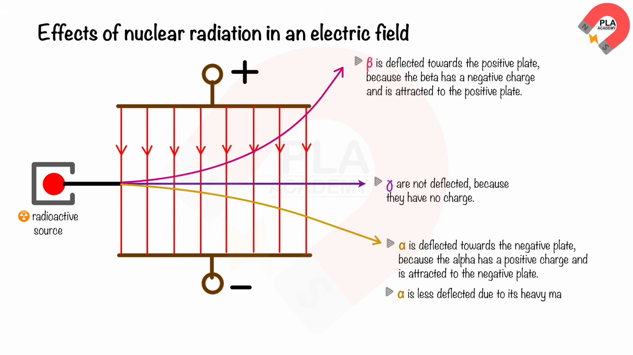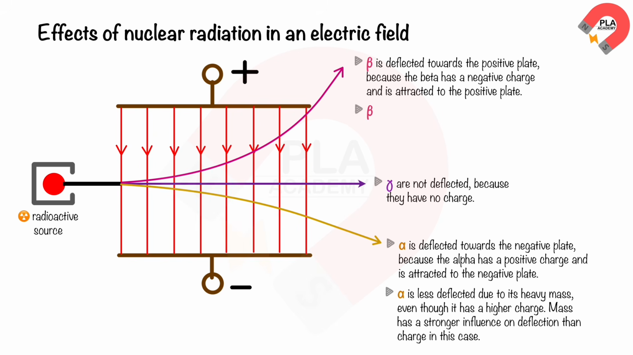The alpha is less deflected due to its heavy mass, even though it has a higher charge. Mass has a stronger influence on deflection than charge in this case. Therefore, the beta is more deflected due to its less mass and charge.